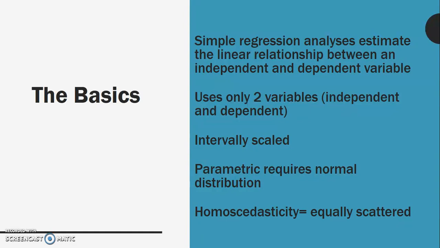So here are some of the basics of a simple regression analysis. This analysis estimates the linear relationship between the independent and dependent variable. Whereas a multiple regression analysis would deal with more than two variables, a simple regression will only deal with two, which are the independent and dependent. The data for this is intervally scaled, and the parametric test requires normal distribution, and the data must be equally scattered.